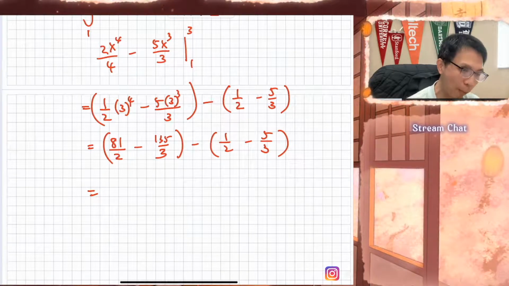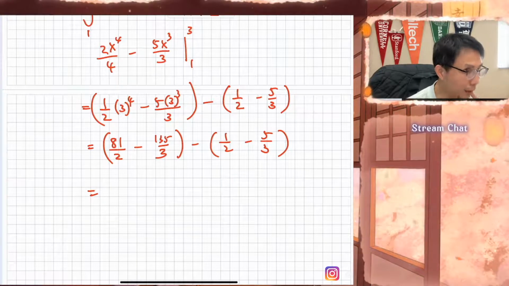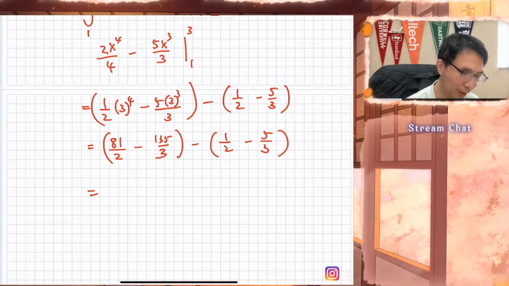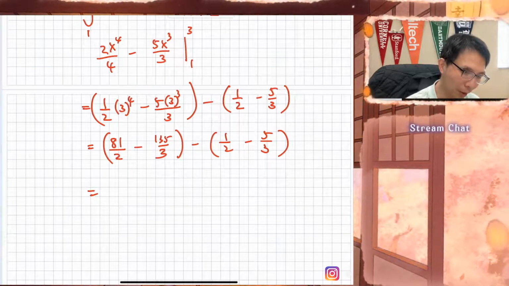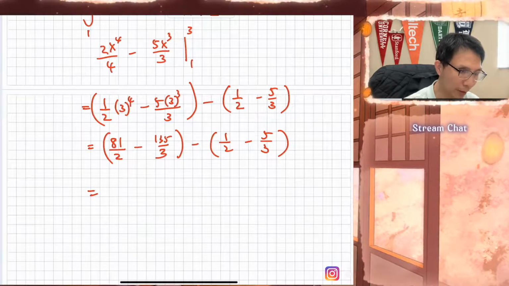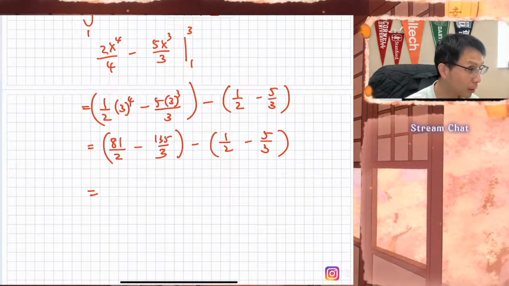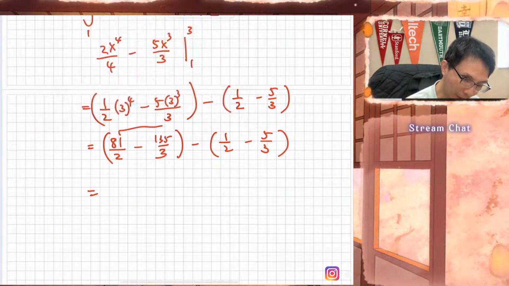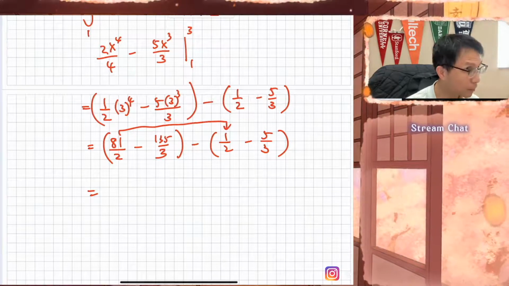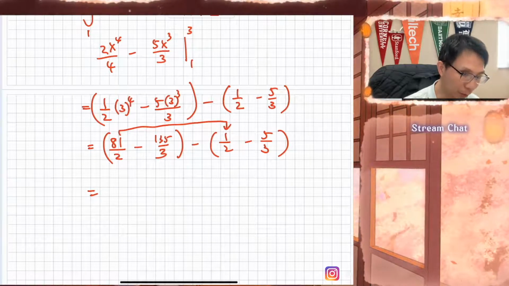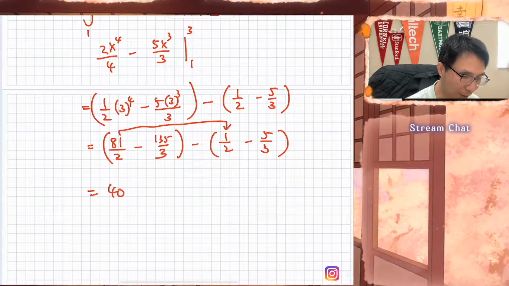Now for me, I don't like to combine to a common denominator. I like to do this. This means 81 over 2 subtract 1/2. Does that make sense? If I do it this way, I believe it's going to be slightly easier. So that's going to be what? 81 over 2, which is 40 and a half. Does that make sense?